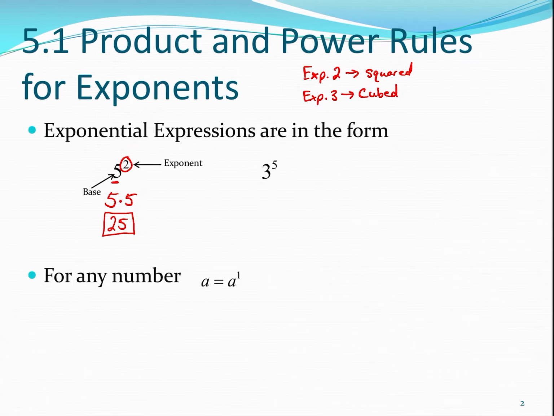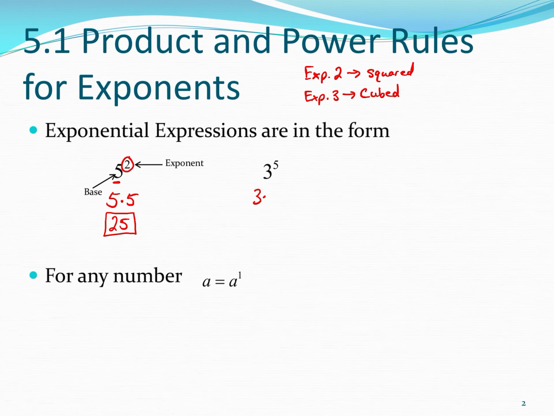Well, again, if I ask you what is 3 to the 5th power, you may say either I don't know, or you may try to say 15. But again, it's not 3 times 5. What it literally means is that we're taking 3 times 3 times 3 times 3 times 3, 5 times. And then when you multiply all that together, you get 243, which is the correct answer here.